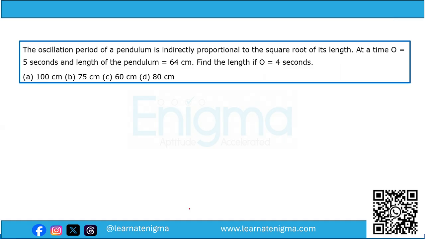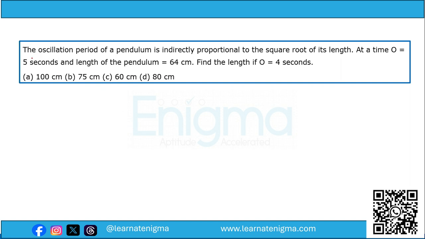The oscillation period of a pendulum is indirectly proportional to the square root of its length. At a time O equal to 5 seconds, the length of the pendulum is equal to 64 centimeters. Find the length if O is equal to 4 seconds.